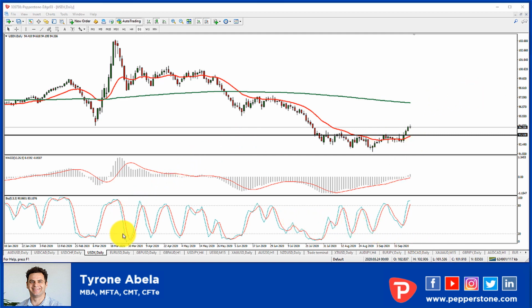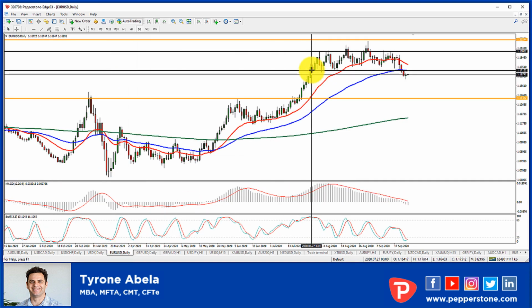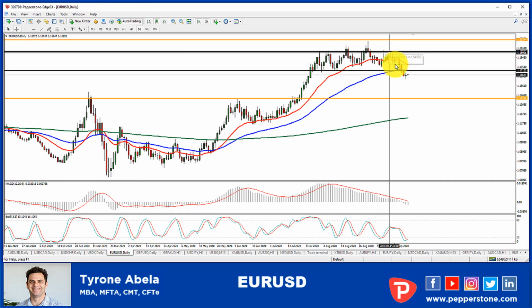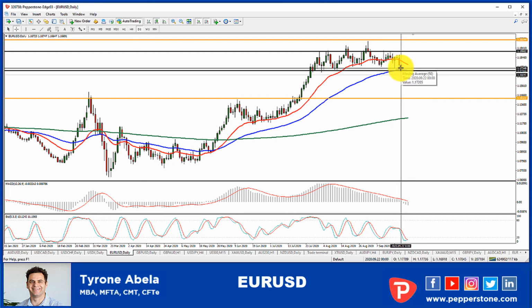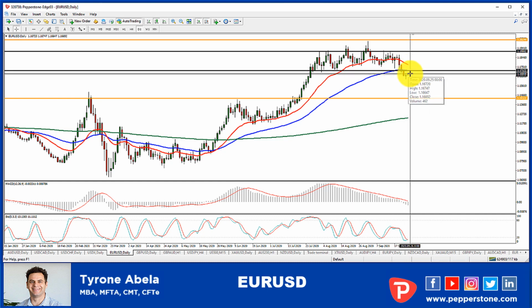All right, so we'll move on to the EURUSD now. This one's broken out of that zone very clearly, the zone we were talking about. You can see what we needed was a breakdown below the 117. We needed a daily close. We certainly got that, and it broke the 50, it broke everything.